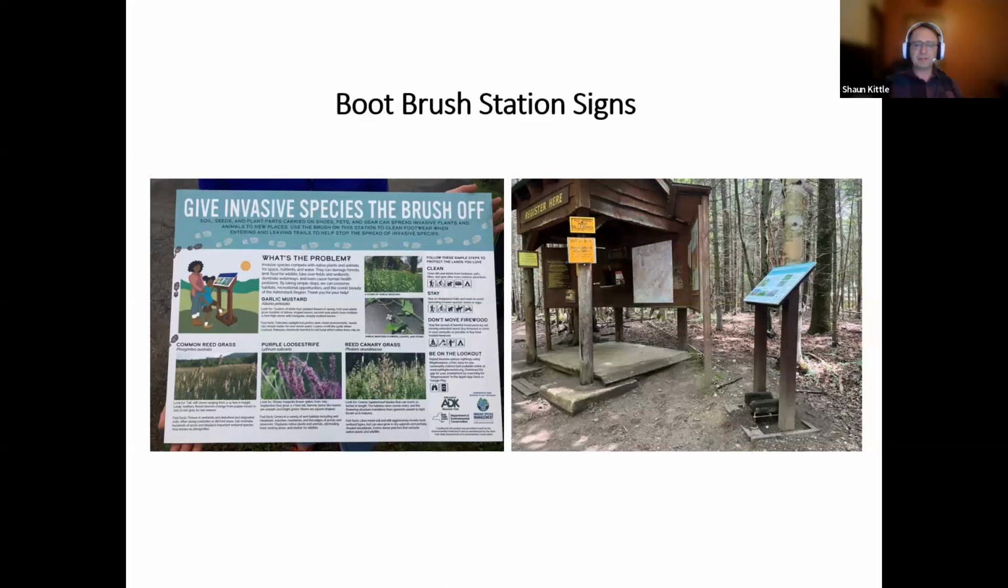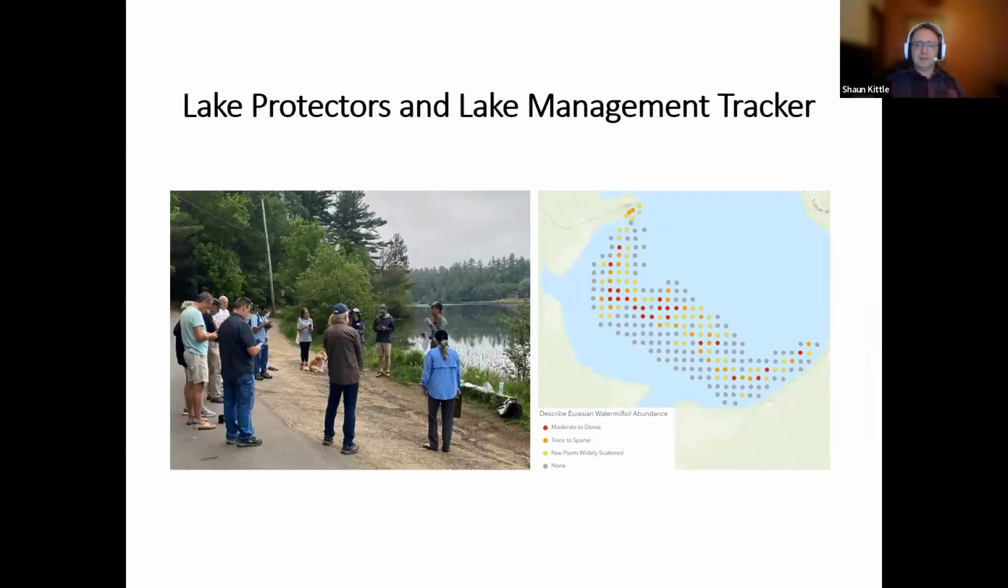So next slide, please. So for the aquatic side of things, we're going to talk a lot about terrestrial today, but I did want to make you aware of the aquatic program. We have Lake Protectors and Lake Management Tracker. They're 2 related but different programs. Lake Protectors, and you can see on the left here, that's our aquatic invasive species coordinator, Brian Green. He's giving a talk at Moody Pond here in Saranac Lake.